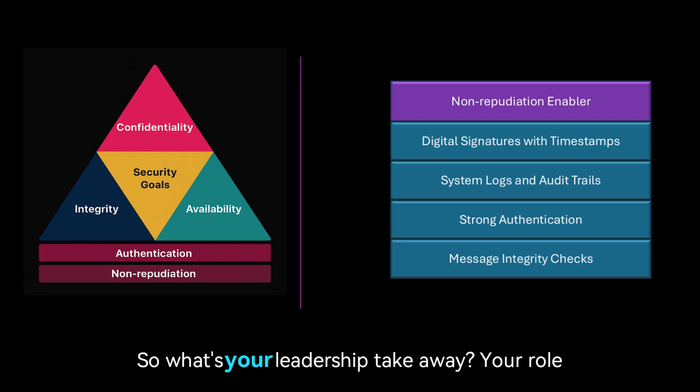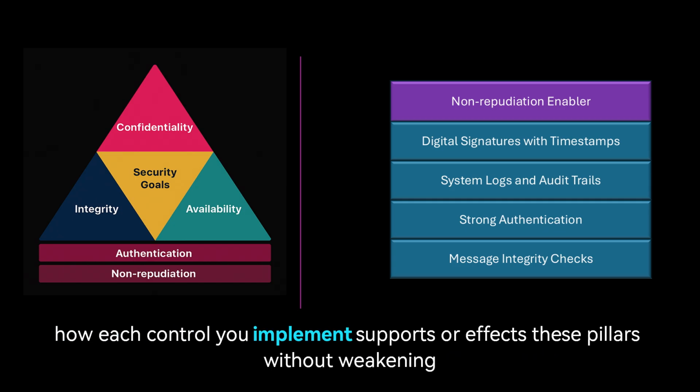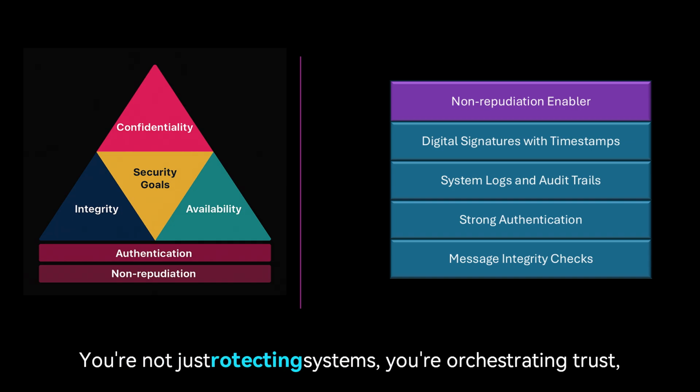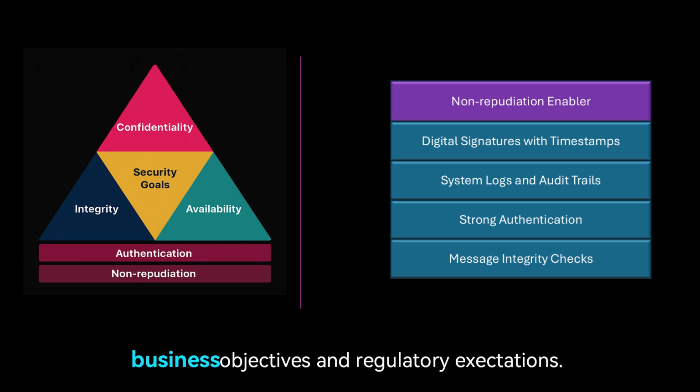So, what's your leadership takeaway? Your role as a security architect or leader is to evaluate how each control you implement supports or affects these pillars, without weakening the others. You're not just protecting systems, you're orchestrating trust, ensuring that your approach aligns with risk levels, business objectives, and regulatory expectations.